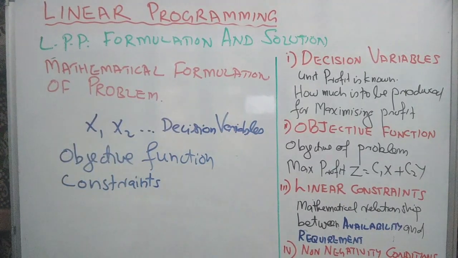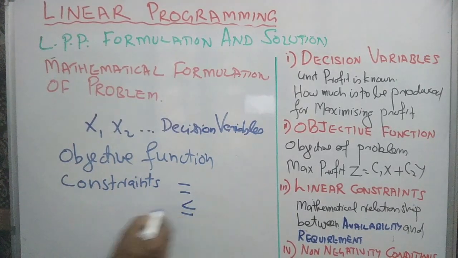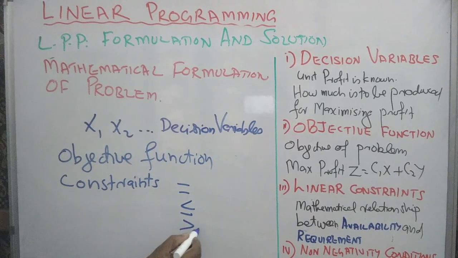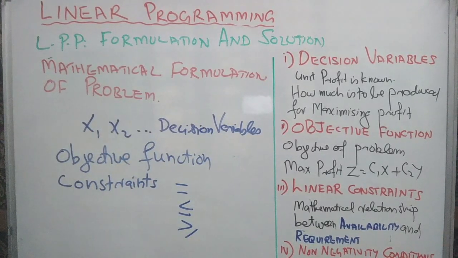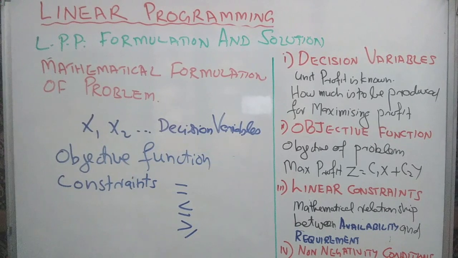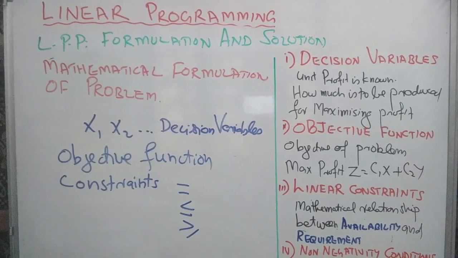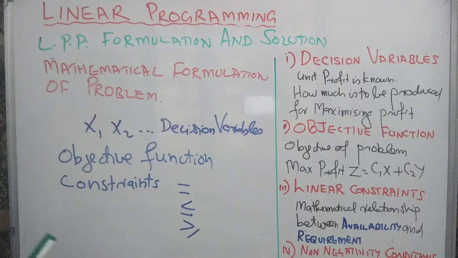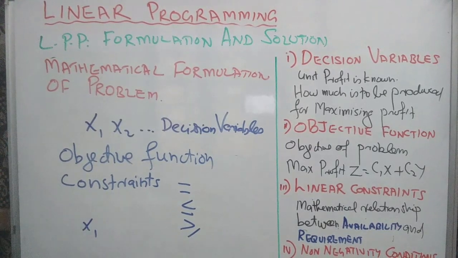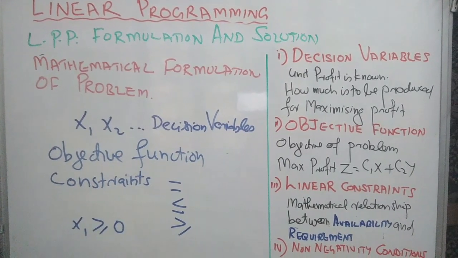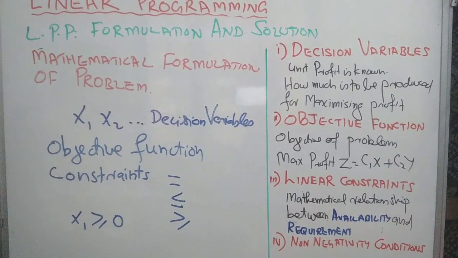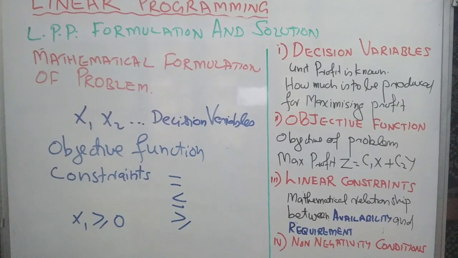In mathematical terminology, we use equal to, or less than or equal to, or greater than or equal to, depending on the problem, depending on the availability and requirement conditions. And in real life situations, we never use negative concepts. That means all variables x1, x2, etc., xn are always greater than or equal to 0. That is, in the formulation of a linear programming problem, we have 4 components.